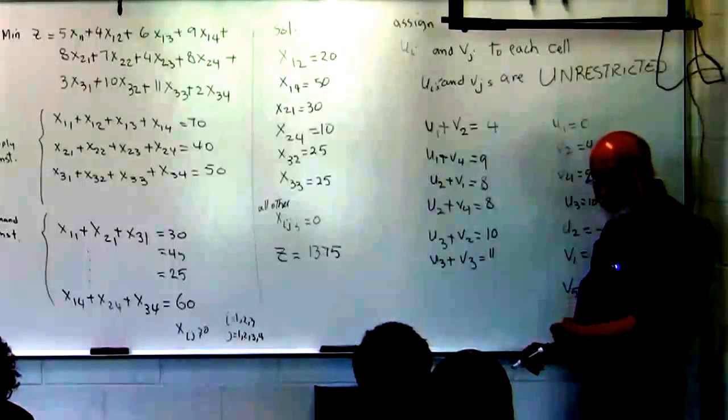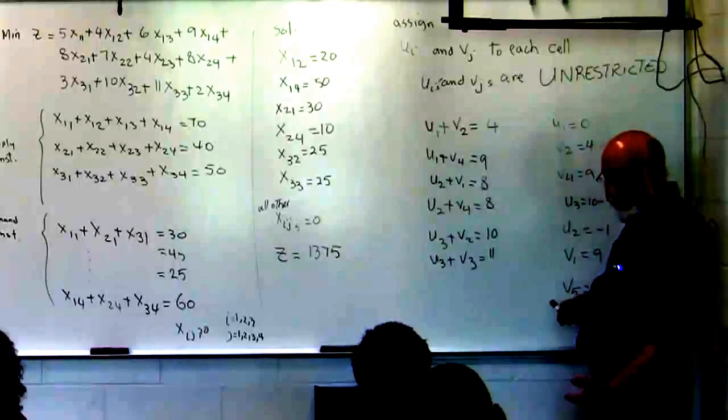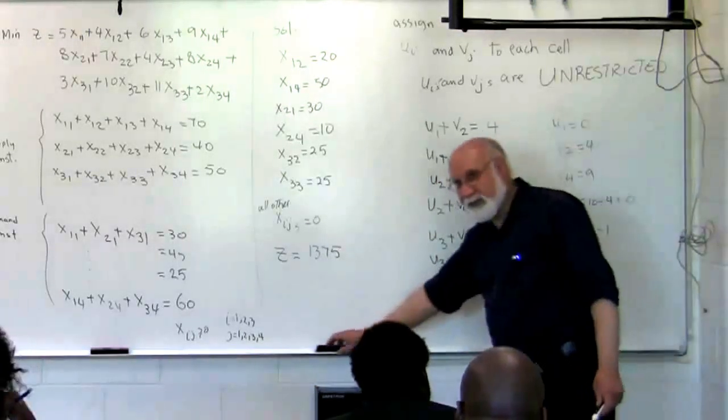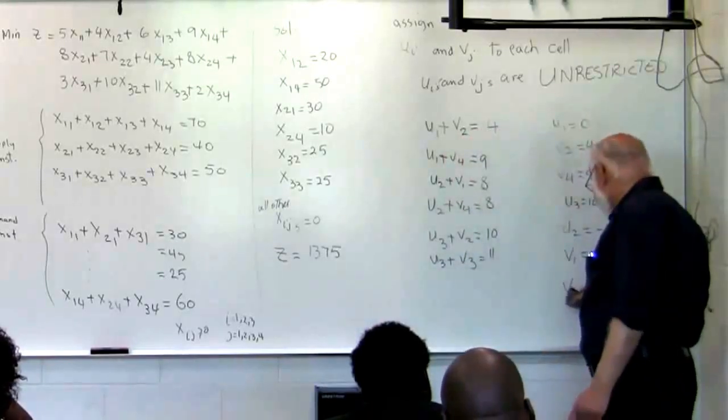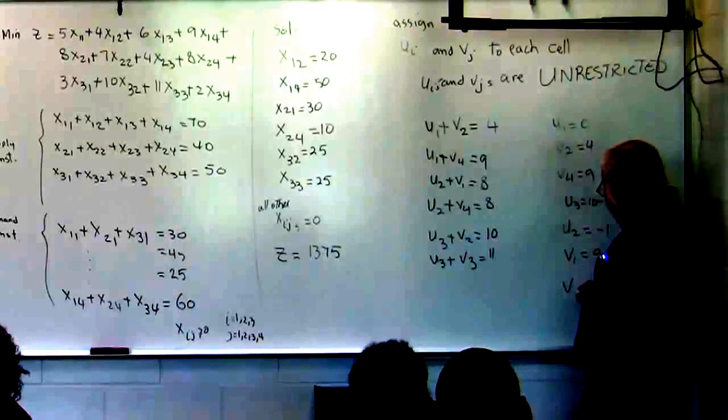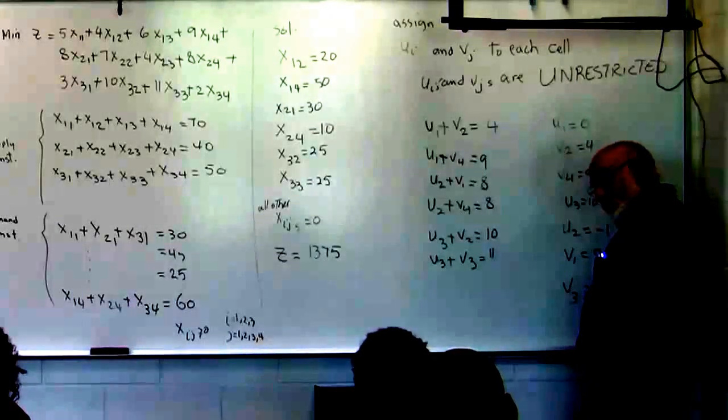V5 is not up there. It's down here. It doesn't exist. Put DNA. What is left? V3. V3 equals? Five.